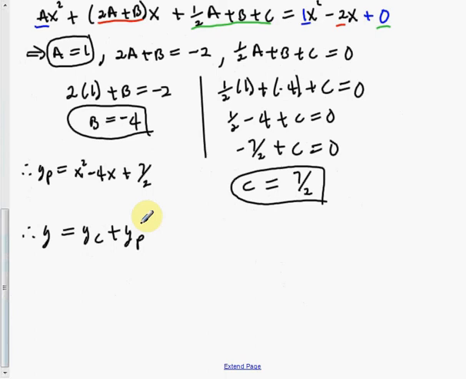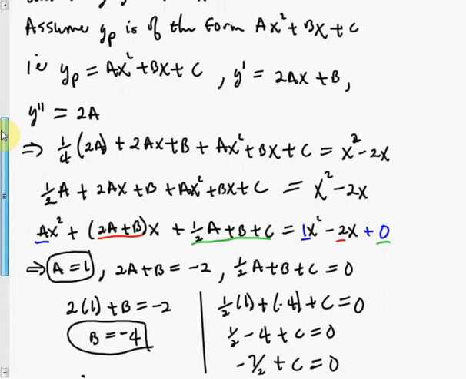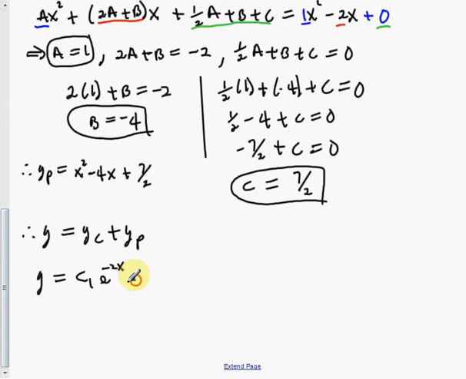So here, y is equal to c sub 1 times e to the, what was that, 2x or negative 2x? Negative 2x, okay. Negative 2x plus c sub 2 times x times e to the negative 2x, and then plus the y sub p, which is plus x squared minus 4x plus 7 over 2.